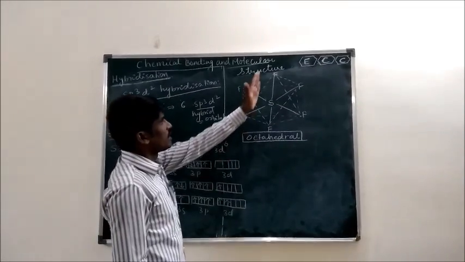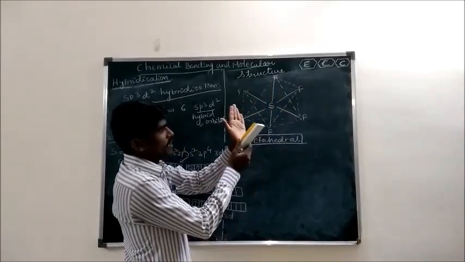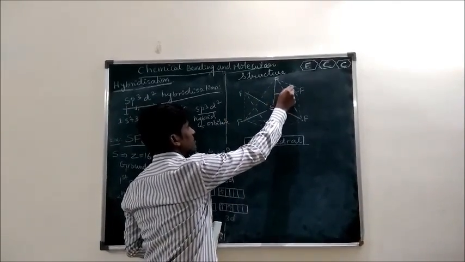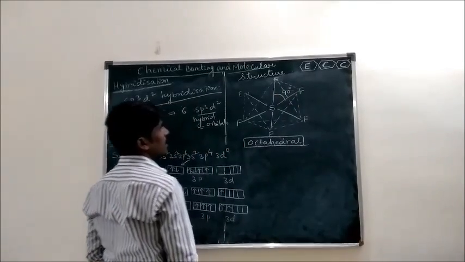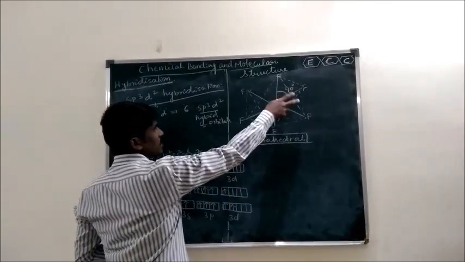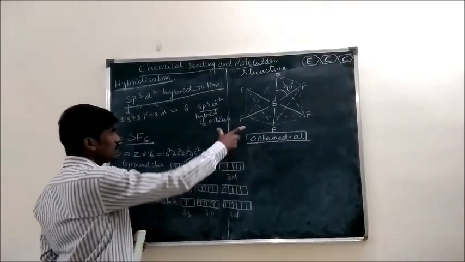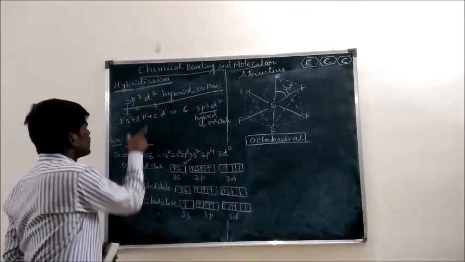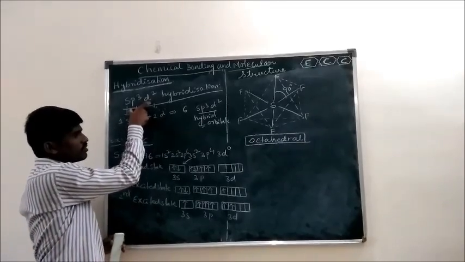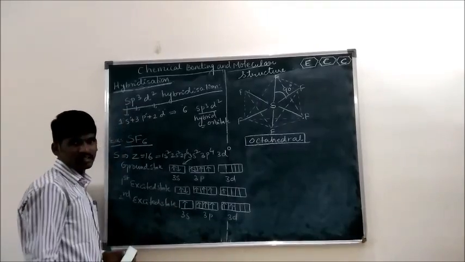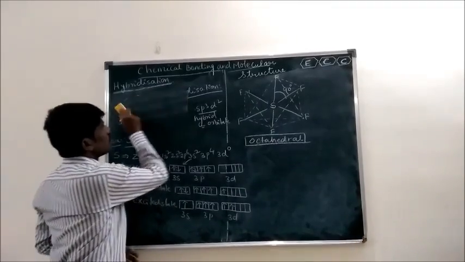And if you observe, all these bonds are perpendicular to each other. Hence, bond angles are 90 degrees. Here these are 90 degrees and these are also 90 degrees, you can see. Now it is about SF6, whose hybridization is sp3d2, the shape is octahedral and the bond angle is 90 degrees. Now let's take a look at it.